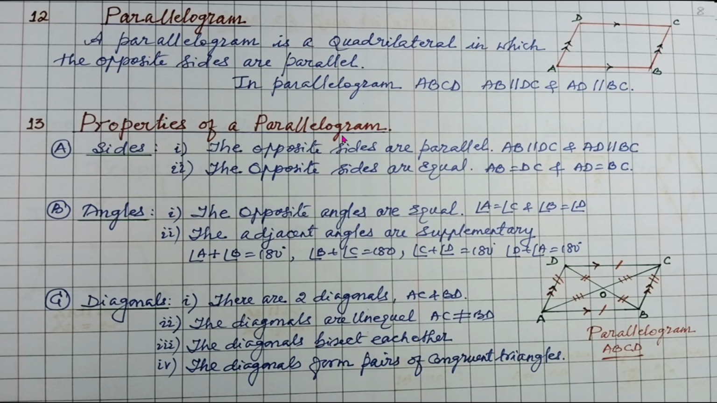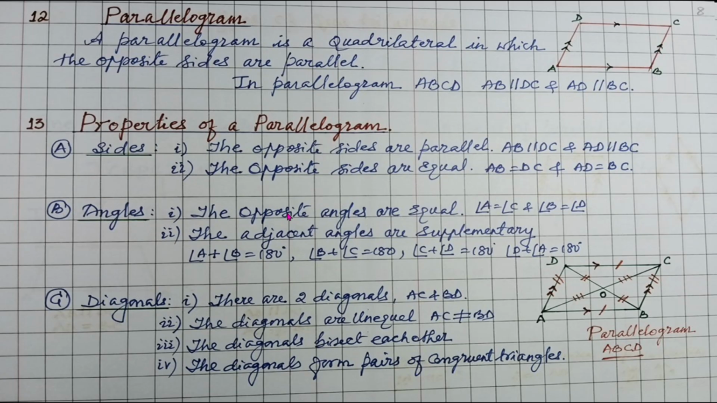Now we'll be studying the properties of a parallelogram in terms of sides, angles and diagonals. In terms of sides, the opposite sides of a parallelogram are parallel. That is, AB is parallel to DC and AD is parallel to BC. And in a parallelogram, the opposite sides are equal. That is, AB is equal to DC and AD is equal to BC. That is in terms of sides.